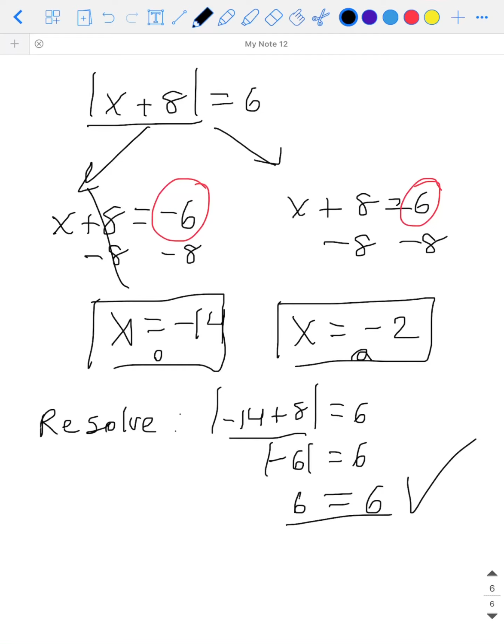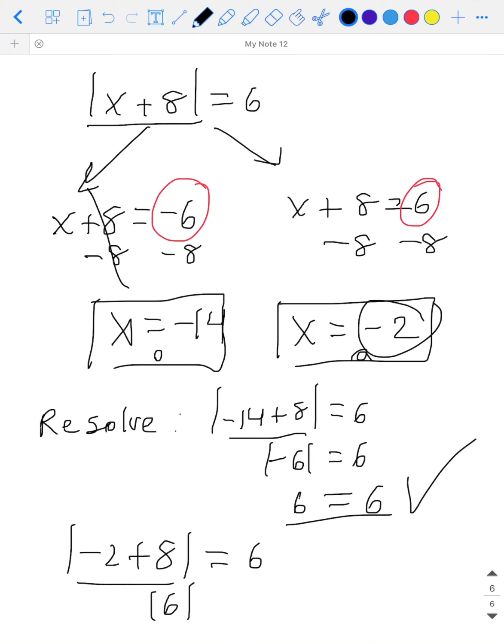The same we can go with negative 2. So I'm going to plug in negative 2 for x and just work out the numbers. Negative 2 plus 8 is 6. And the absolute value of 6 is 6. So that's also true. Therefore, your solution will be x equals negative 14, comma, negative 2.